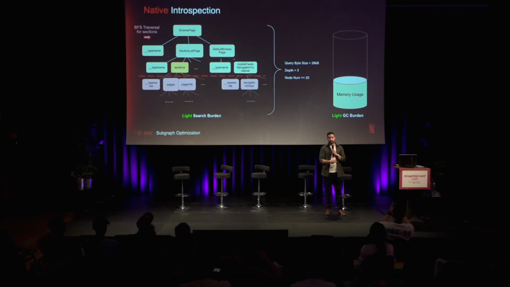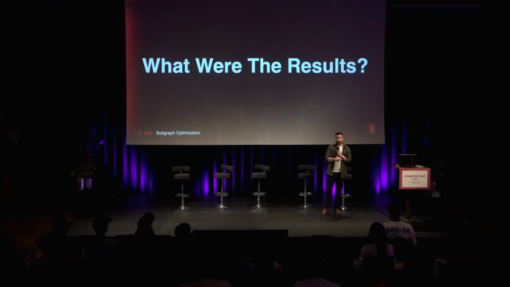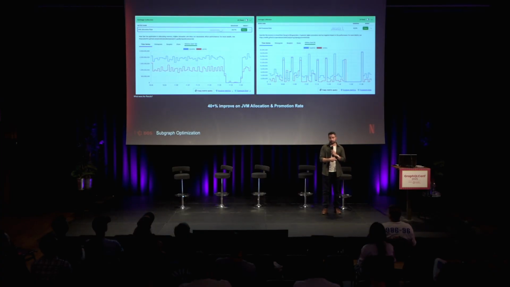So in terms of solving it, instead of doing that depth first search, we just did an easy breadth first search because we knew what the depth was. And we implemented something custom so that instead of relying on this library that was adding to all of these hash data structures, we simply did our own BFS through the tree, found the node, grabbed the version, and moved on. So in terms of the results, we had a 40% improvement in JVM allocation and promotion rate, which is nuts.